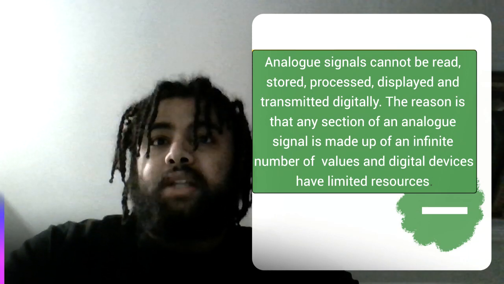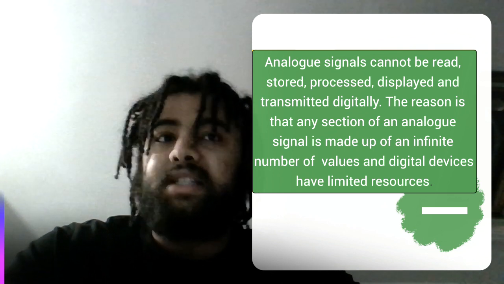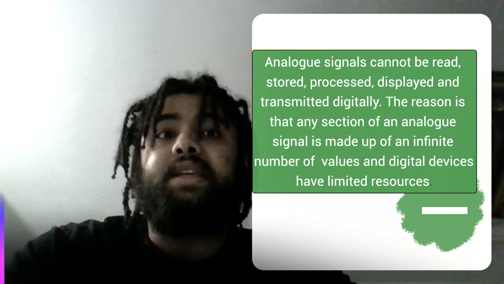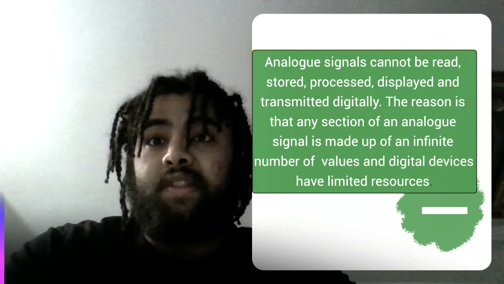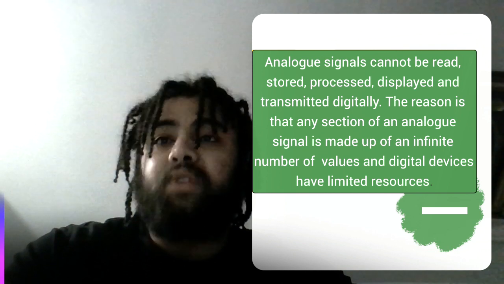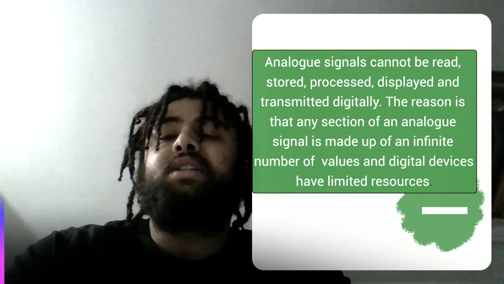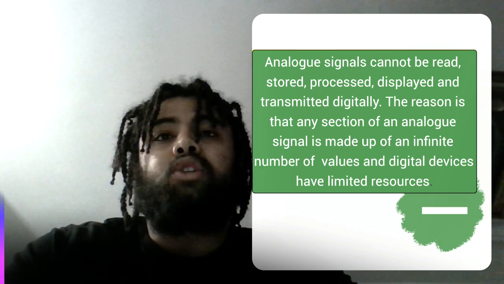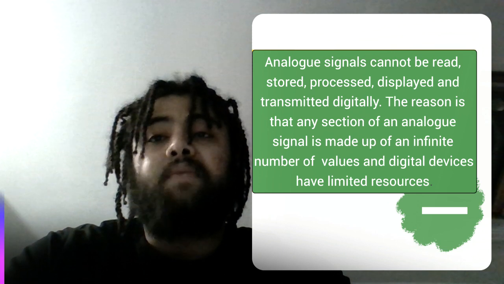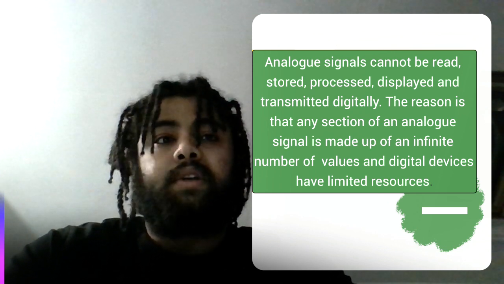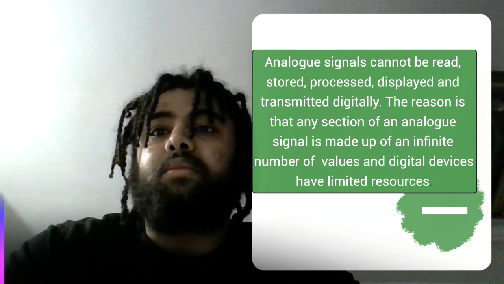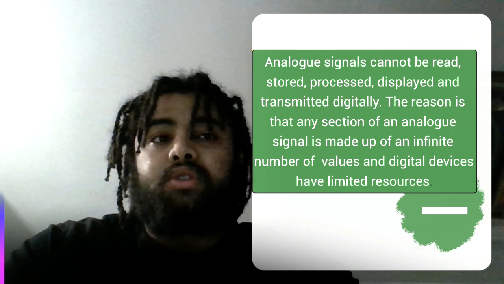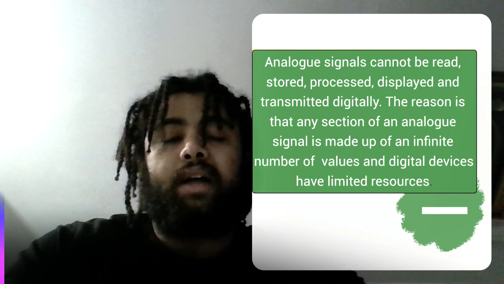Analog signals cannot be read, stored, processed, displayed, and transmitted digitally. The reason is that any section of an analog signal is made up of an infinite number of values, and digital devices have limited resources. Think about it. You have infinite values of the signal x of t, but you have a limited resource of hardware that processes a digital signal. You see, it's impossible to process, to store, and to display an infinite value within given limited resources. You would need an infinite amount of memory and processors in order to process, store, and display those infinite analog signals or infinite data.